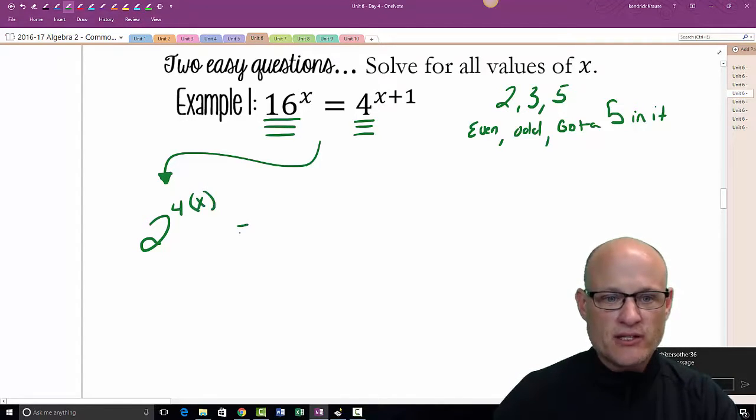X is equal to, what's 4? It's 2 squared, but what's already there?